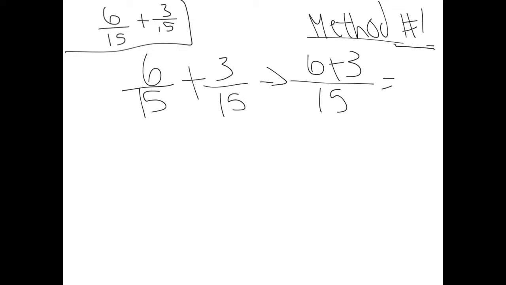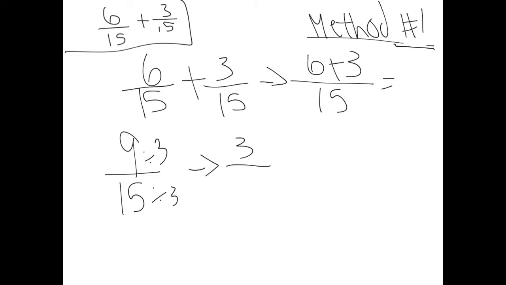Okay, it equals 9/15, which can be simplified if we divide each of them by 3. So 9 divided by 3 is 3, and 15 divided by 3 is 5. So our answer is 3/5.